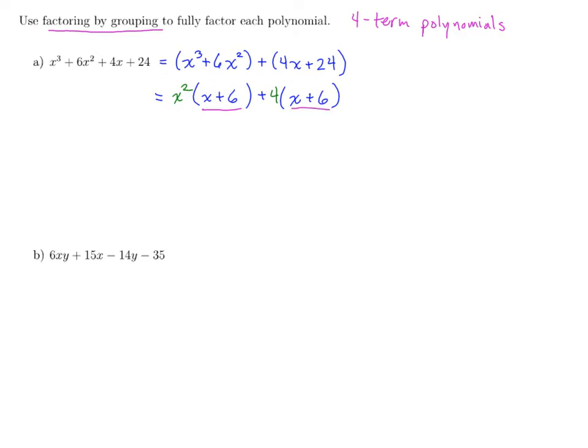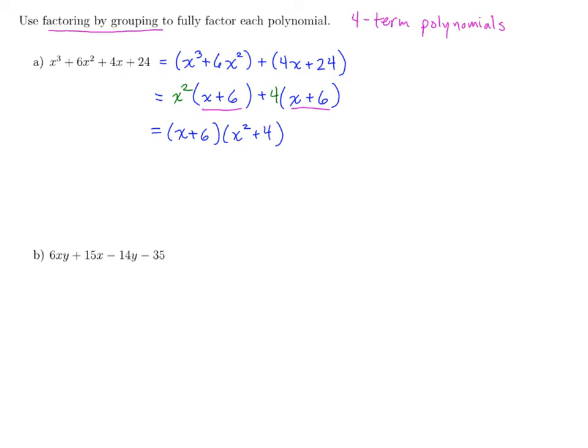So now I can factor out x plus 6, and when I factor it out of that first group, I'm left with an x squared. And when I factor it out of that second group, I'm just left with a positive 4. So now this factors into the expression x plus 6 times the expression x squared plus 4. And now that four-term polynomial is fully factored. In later factoring, you may find that what remains can be factored further. Here, this expression is fully factored.